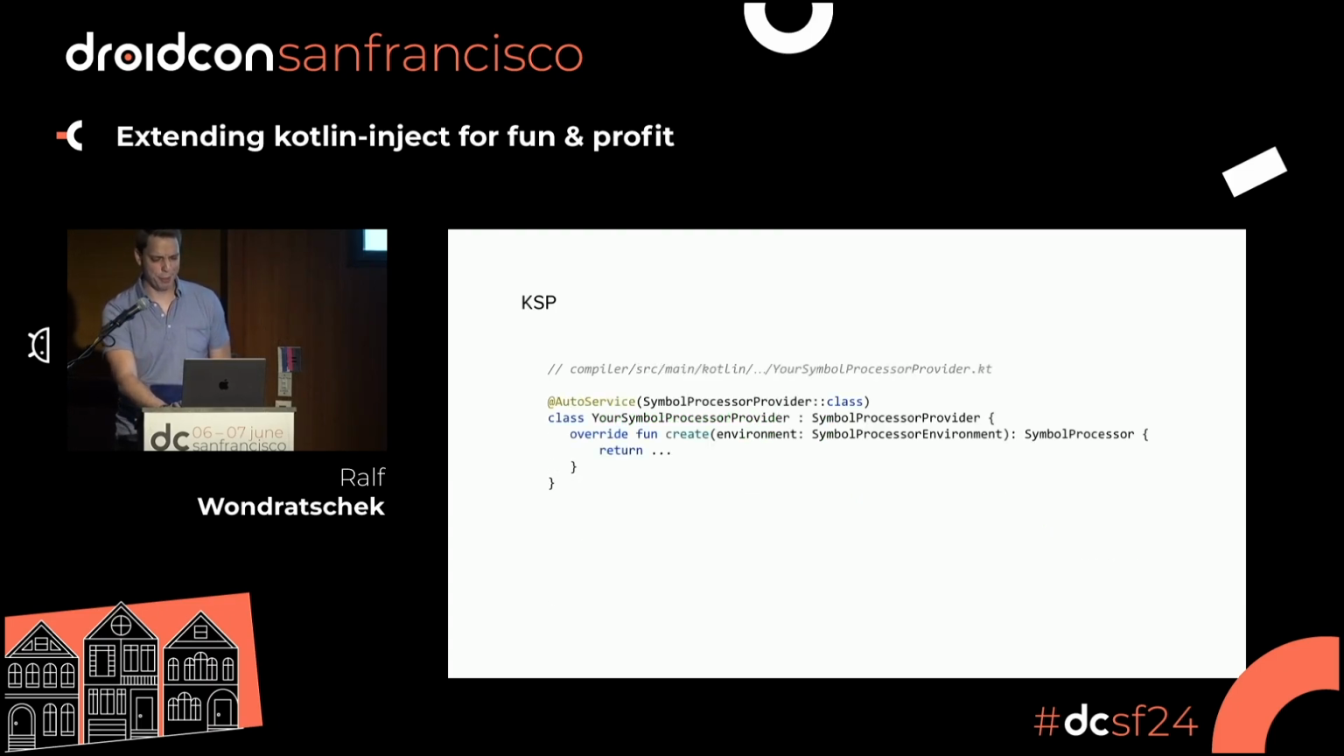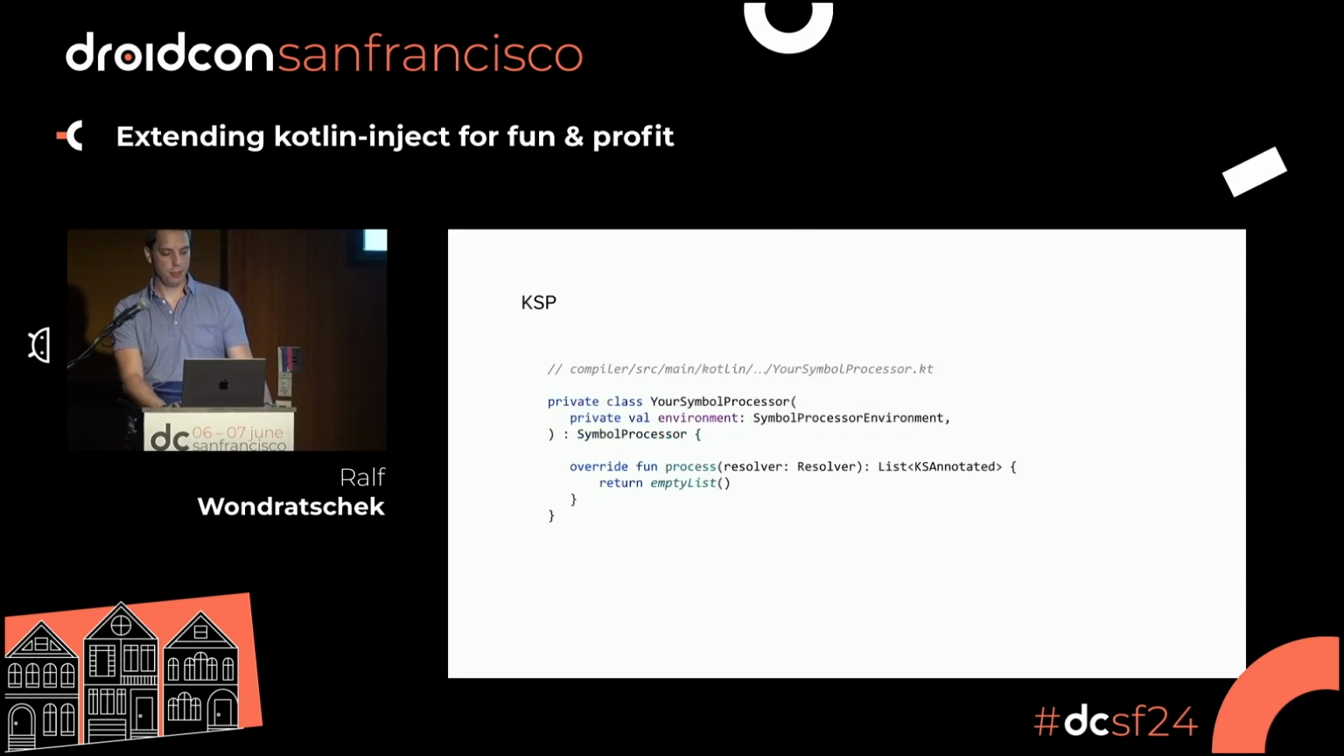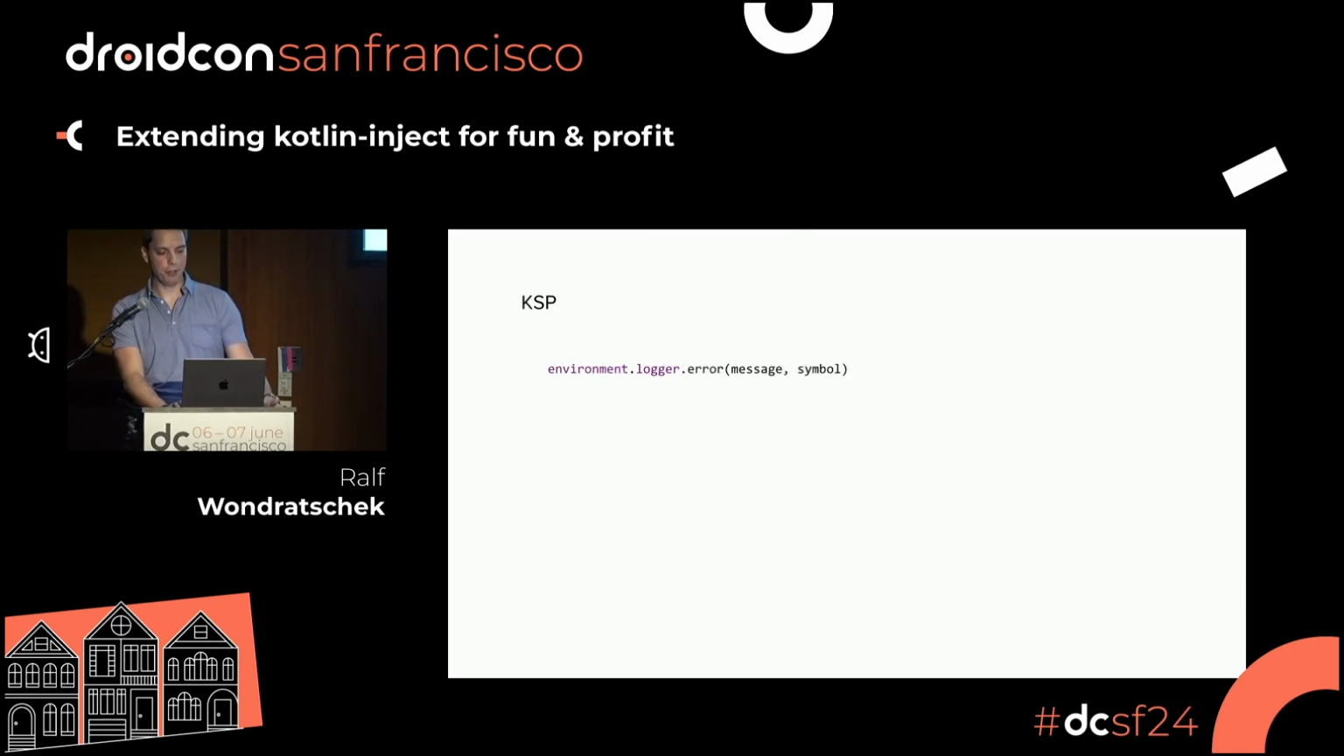I have to rush a little bit through this because I'm running out of time, but the docs for KSP are really great. Take a look at them. There's very little involved to set up a new symbol processor, and Google did a really good job there. So with that, we have our new symbol processor.